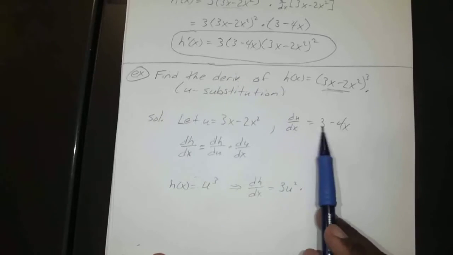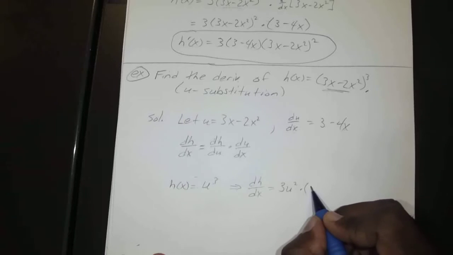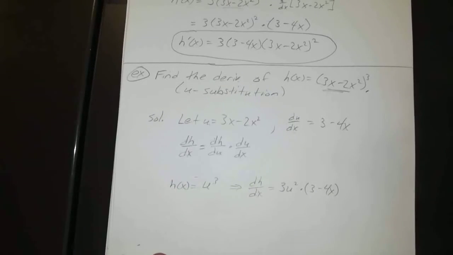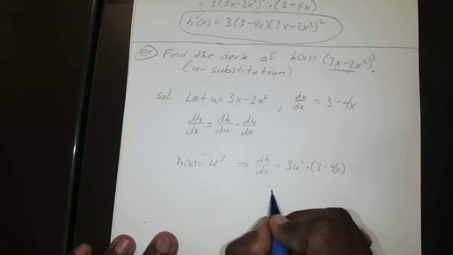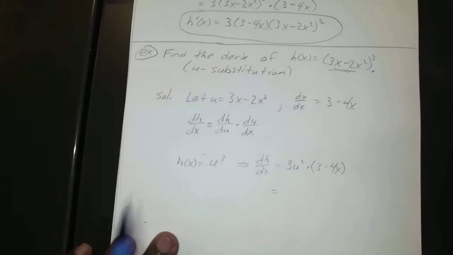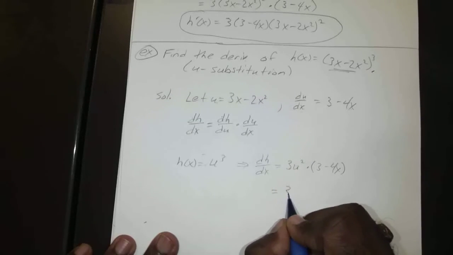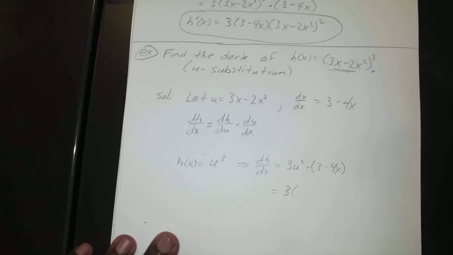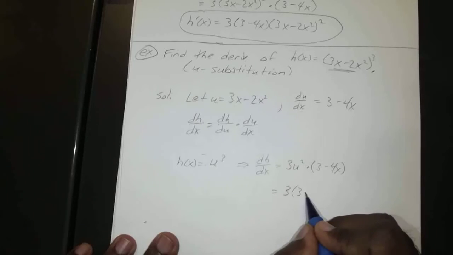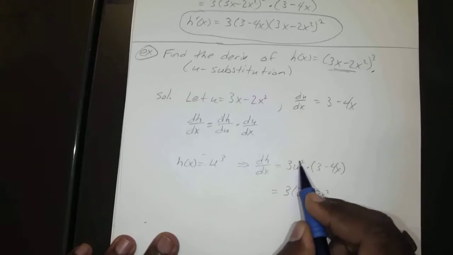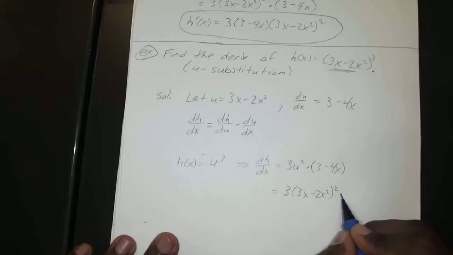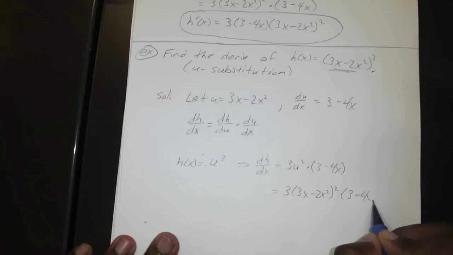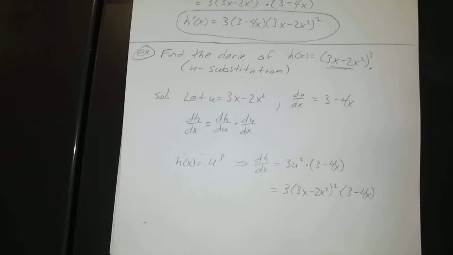Our derivative of u with respect to x is 3 minus 4x. So that equals, once we replace our u back there, 3u squared, oh, forgot I squared somewhere. Yep, 3u squared. So it's 3 times (3x minus 2x squared) squared times (3 minus 4x). Okay. So you get the same answer. It's just a different approach to it.